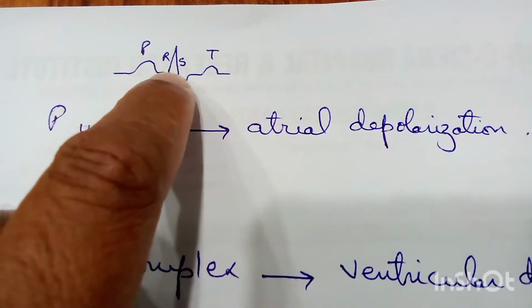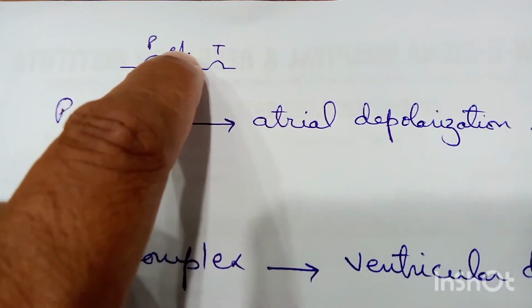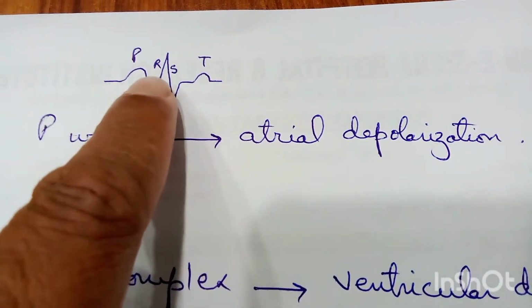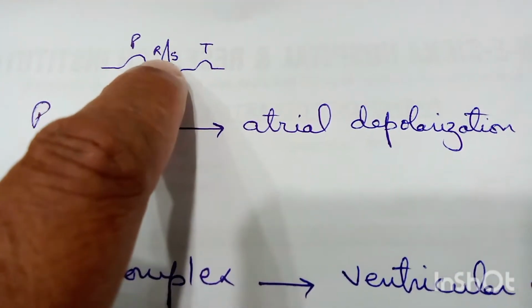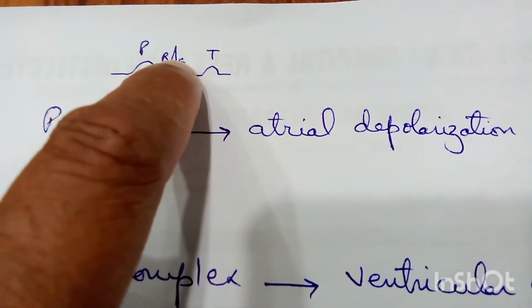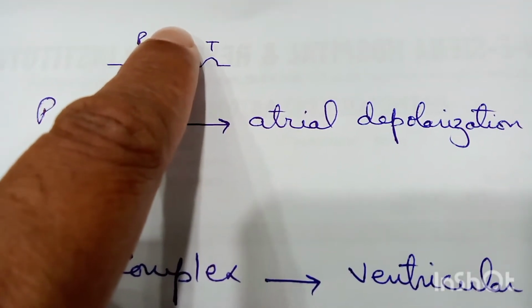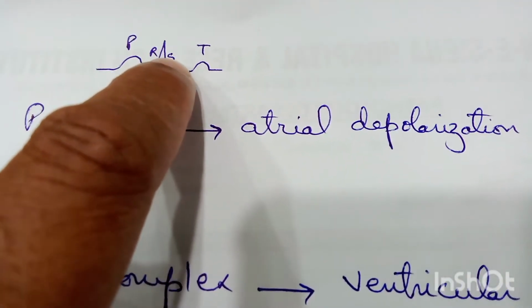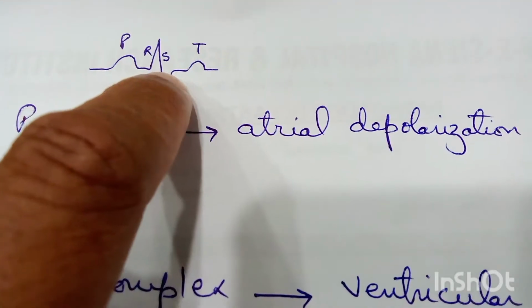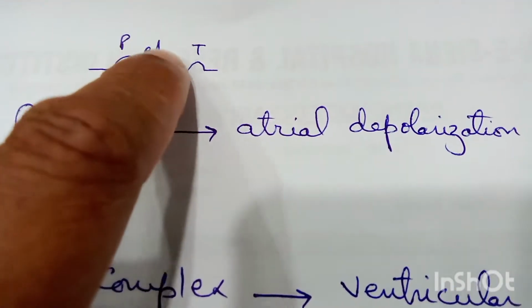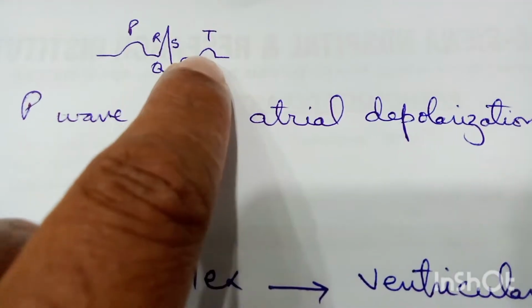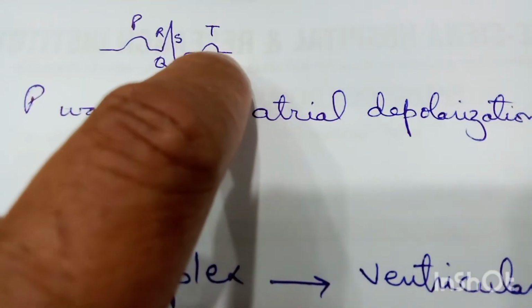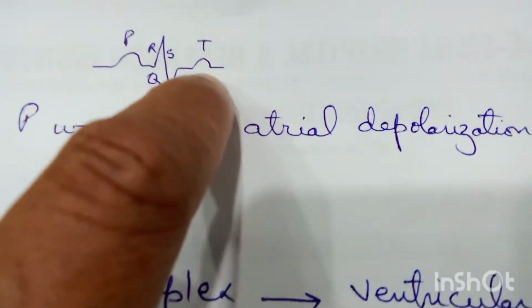Then we have a positive upward wave which is called R wave. Students, this R wave is then followed by downward S wave. This is S wave. And this S wave is again followed by a positive T wave.